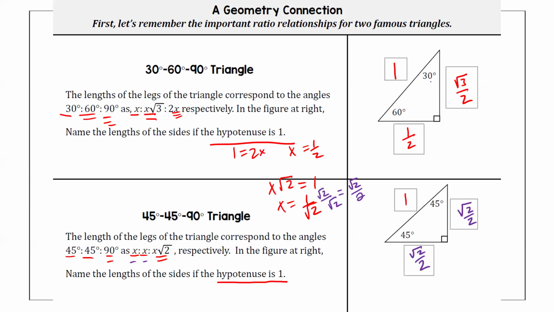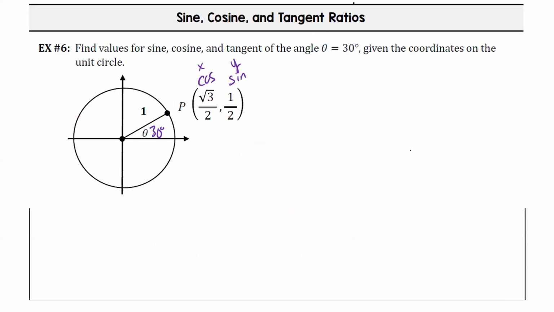If I'm at 30, the cosine is my adjacent over my hypotenuse. And that's square root of 3 over 2 divided by 1, which is still square root of 3 over 2. If you go here, the sine of 30 is opposite over hypotenuse, which is 1/2 divided by 1, which is still 1/2, which is why the ordered pair is square root of 3 over 2, comma 1/2. So we're going to write it out. So the cosine of 30 degrees equals square root of 3 over 2. The sine of 30 degrees equals 1/2.